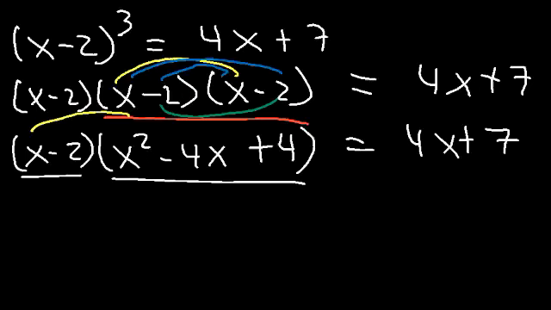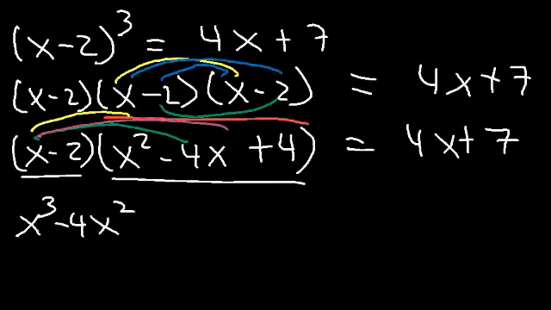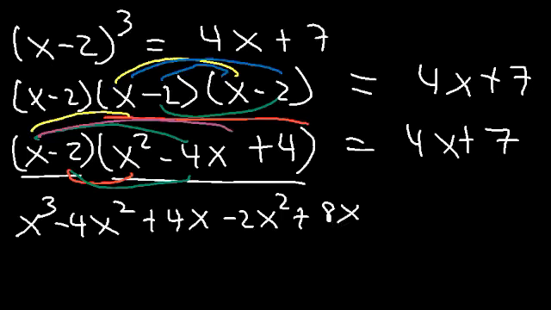X times x squared is x cubed. X times negative 4x, that's negative 4x squared. X times 4 is 4x. And then we have negative 2 times x squared, that's negative 2x squared. And then negative 2 times negative 4x, that's positive 8x. And negative 2 times negative 4, that's negative 8. And we still have the 4x plus 7 on the right side.